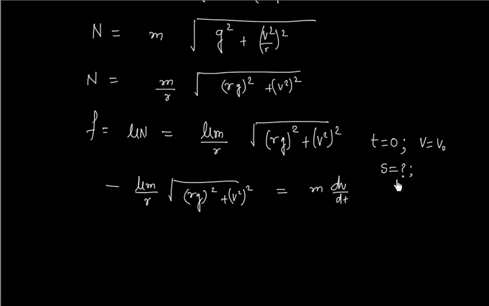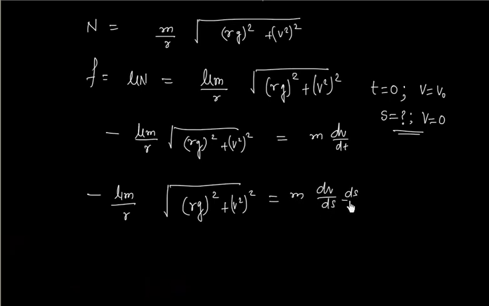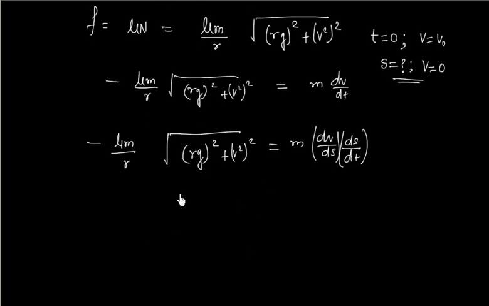At the time when the distance is total, velocity will be 0. So we want distance. This means we need a variable change, mu m by r, and we can write m dv by ds times ds by dt. s is the distance travelled.